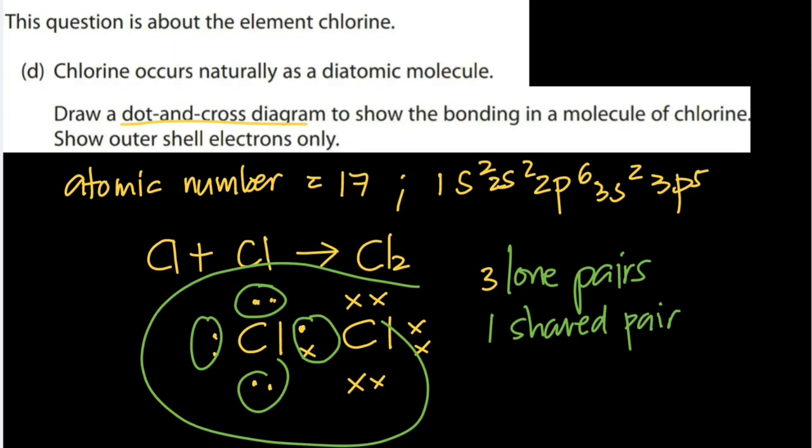Each chlorine atom here has 8 outer shell electrons, which is a stable octet, and the 2 atoms are held together by a single covalent bond, this one here. And the molecule is Cl2, chlorine Cl2. So that's how to draw the dot and cross diagram of chlorine gas.